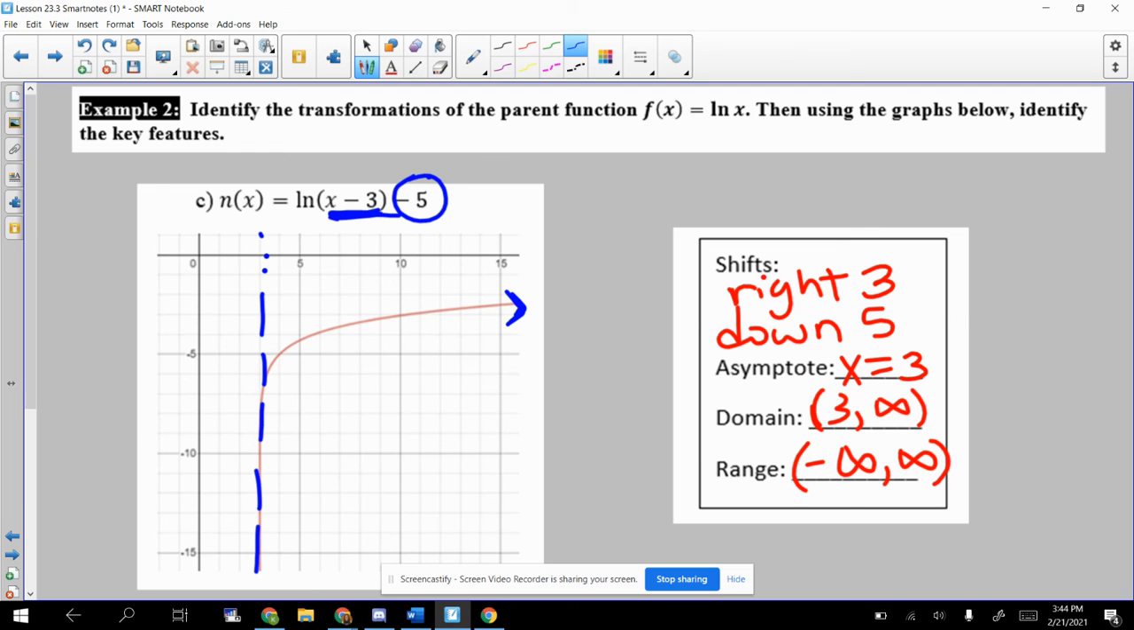Okay, so that's it for graphing. Again, if you are not given the graph, what you can do is just plug it into your calculator or Desmos. But other than that, you should be able to find these transformations and find these key features of logarithmic or natural logarithmic functions. Okay?